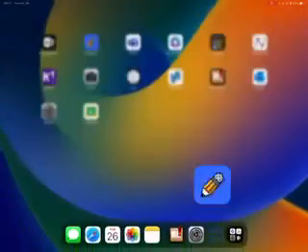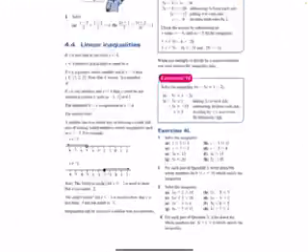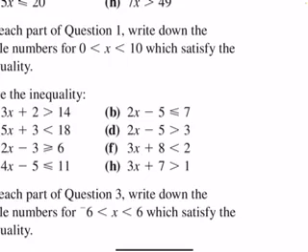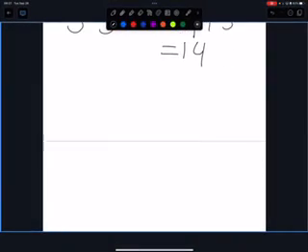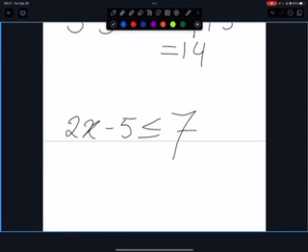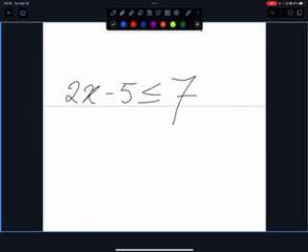Another one. So what is written? 2x minus 5 is less than or equal to 7. I have to place an x value there, and the answer has to be 7 or less than 7. How do you make it? The exact same way. No difference.